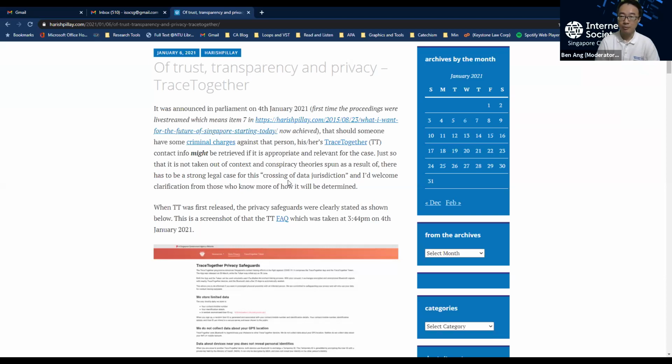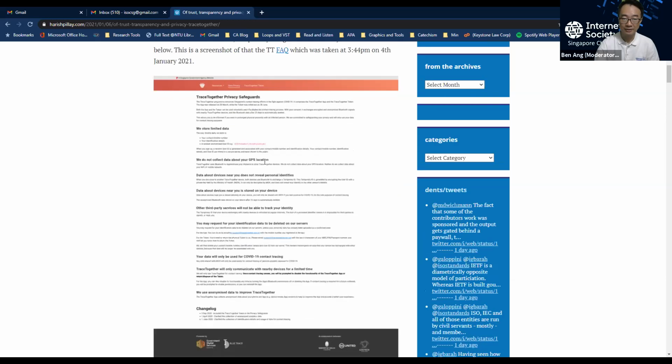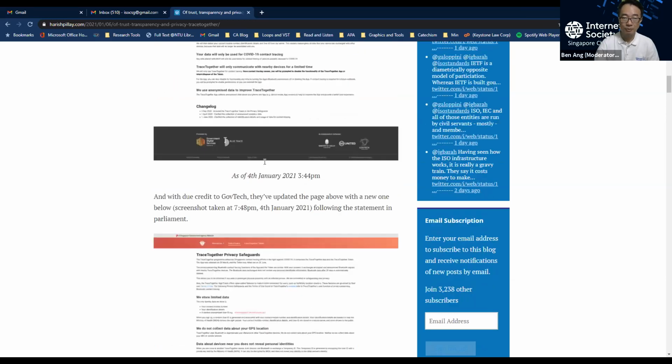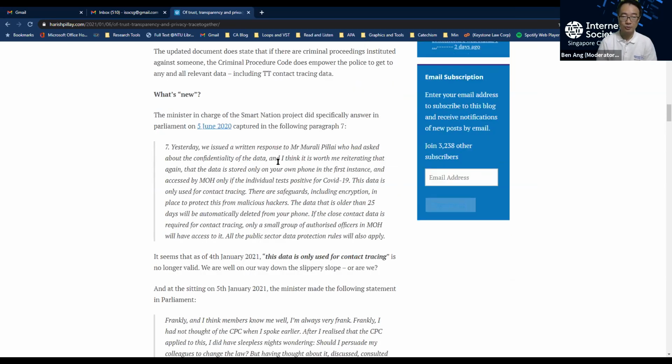And at that point in time, there was an assurance that the data will only be used for contact tracing. And in January, it was clarified in Parliament that if there's criminal charges against a person, then the TraceTogether data might be retrieved, which then the Minister for Smart Nation had to explain why this was different from what he had promised earlier.